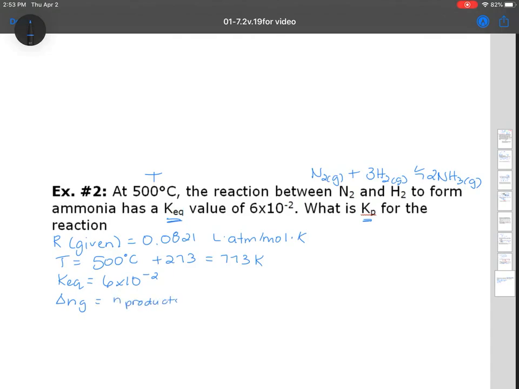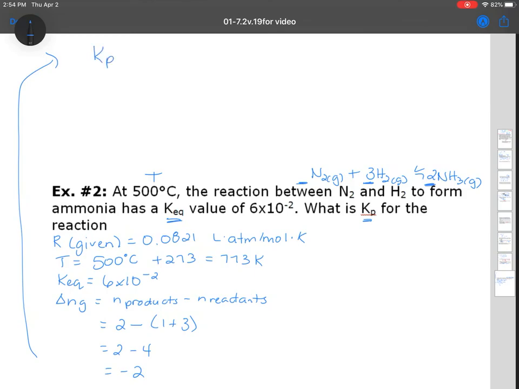Now, calculating the change in the moles of gas, maybe you could do in your head eventually. I'll write it out so that when you're looking back at your notes, you know where it came from. So again, you're doing products, which has a coefficient of 2, minus the reactants, which is 1 plus 3. So that's 2 minus 4, which is negative 2. No problem. Okay, then I'm going to write up here.